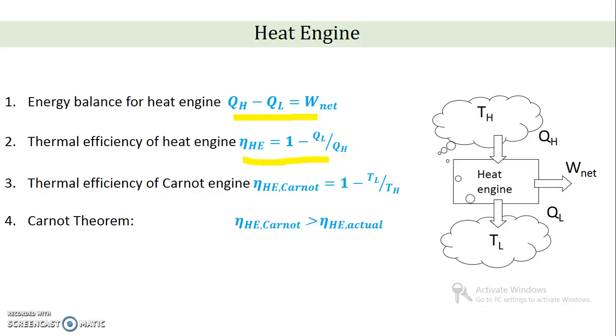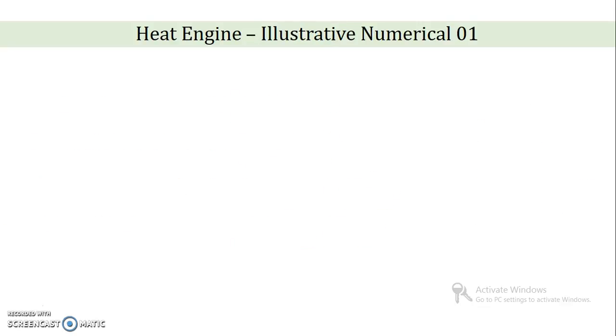The thermal efficiency of a Carnot engine, which works on the Carnot cycle, is given as 1 minus the ratio of TL upon TH, where TH is the temperature of heat supplied and TL is the temperature of the heat sink. And we also know the Carnot theorem, which says that the efficiency of a Carnot engine is always greater than the efficiency of an actual heat engine. Having summarized the formulae, let us start with actual numericals on heat engine.